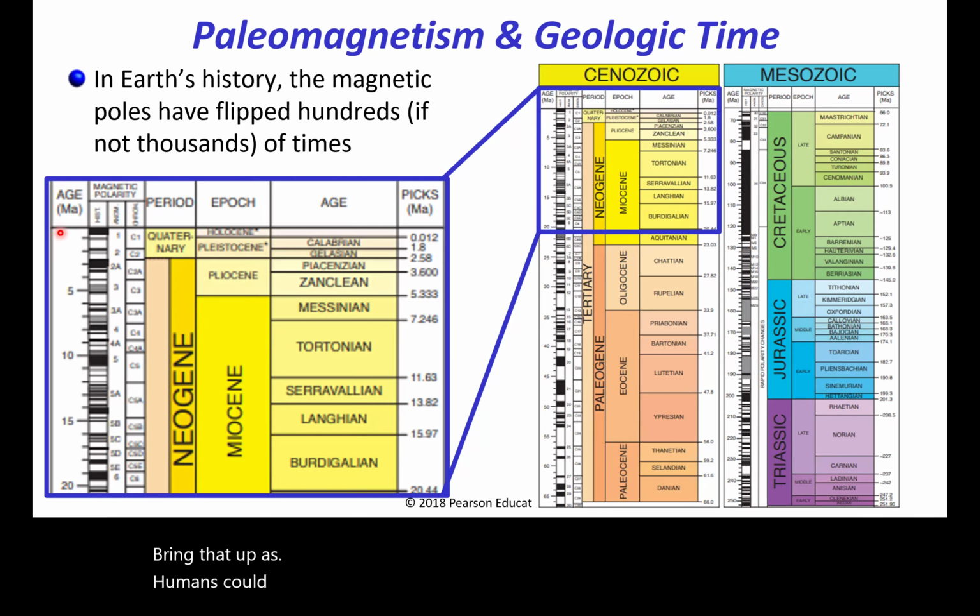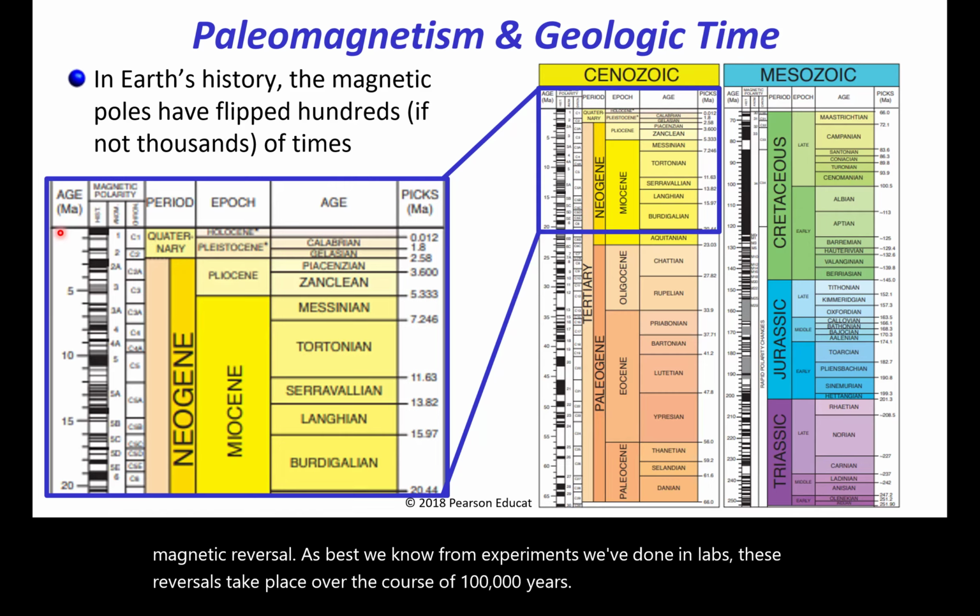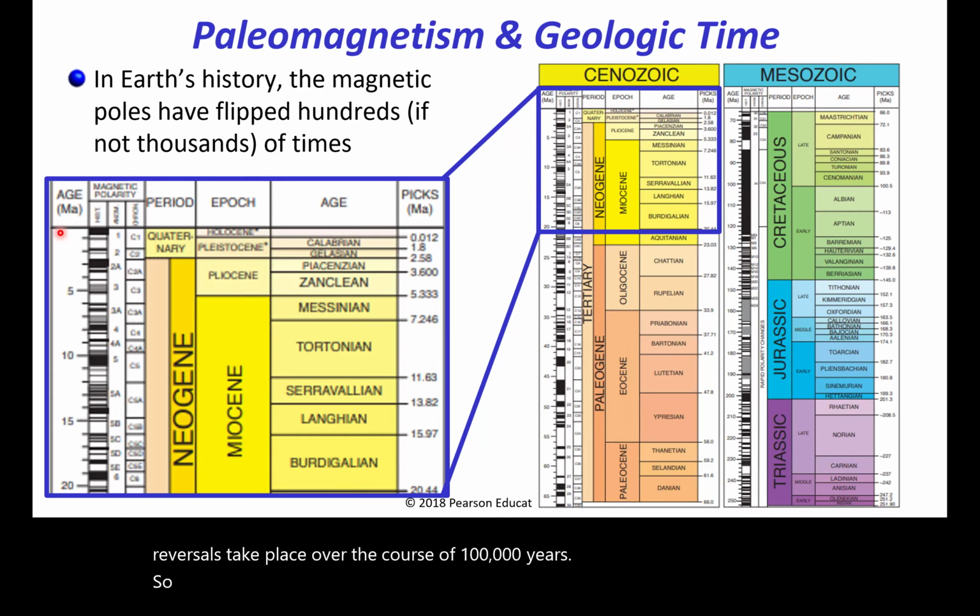It's also a dumb thing to say because a magnetic reversal, as best we know from experiments we've done in labs, takes place over the course of 100,000 years. So it's not likely to impact Earth at all, or humans at all.